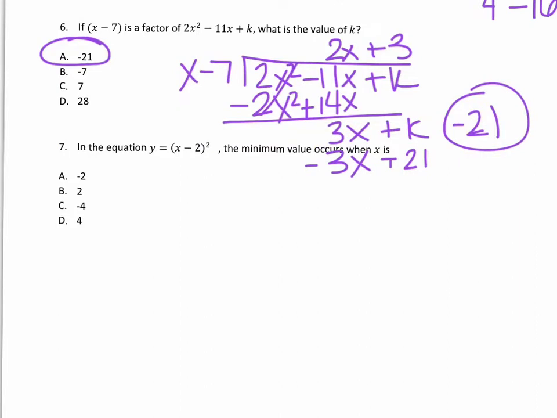With these, don't forget that the vertex is going to be 2 comma 0 because it is the opposite of this and whatever k is. So that means my minimum is going to occur when x is 2.